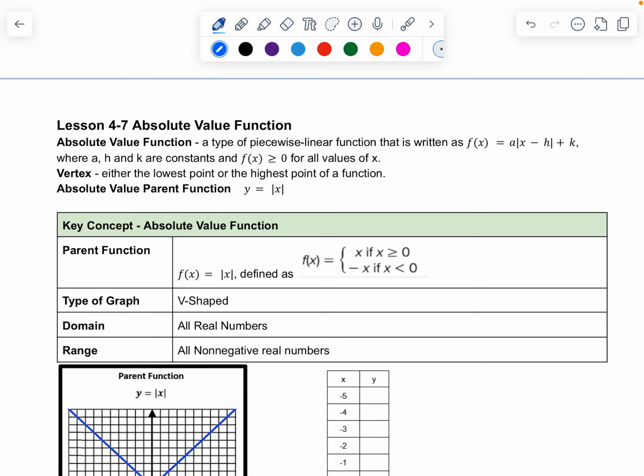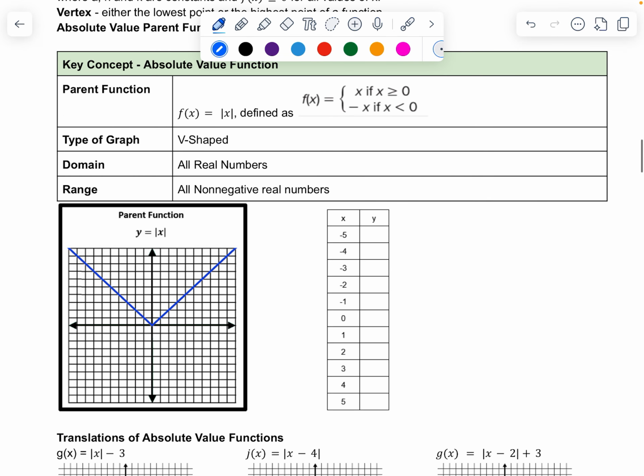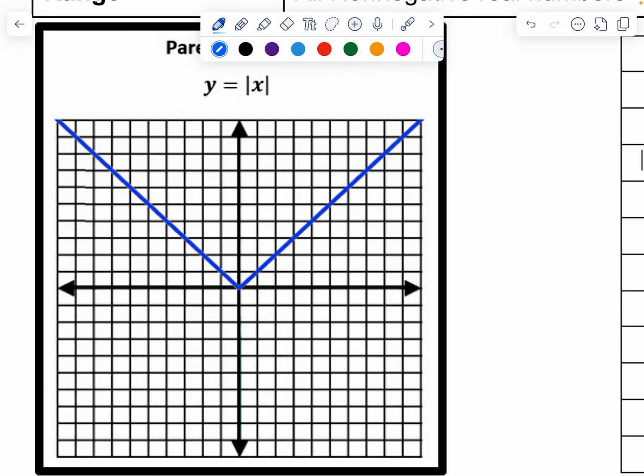Okay, so here we go with absolute value functions. Absolute value is a type of piecewise linear function that's written like this. The parent function of this is down here. Looking at this, the parent function is here. This right here, that part right there, is called the vertex.